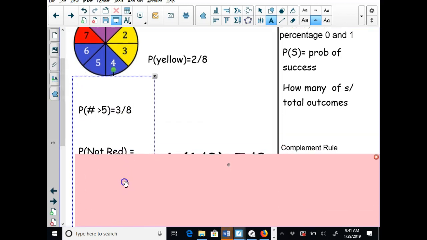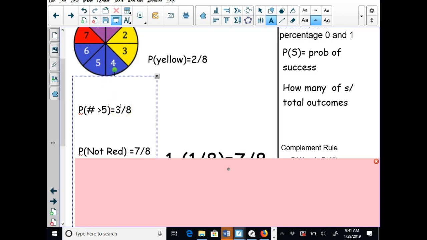Moving on. The probability of not a red. Well, how many are not a red? There's 1, 2, 3, 4, 5, 6, 7 that are not a red. Divided by 8 total outcomes.